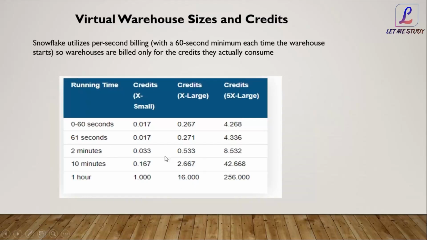Here, for X-Small, it's charging you this per minute, 0.17. Depending on the sizes, it's calculated, and the first 60 seconds are charged. For 1 hour it will charge you 1 credit. For X-Large, 16 credits, and for 5X-Large, 256 credits.